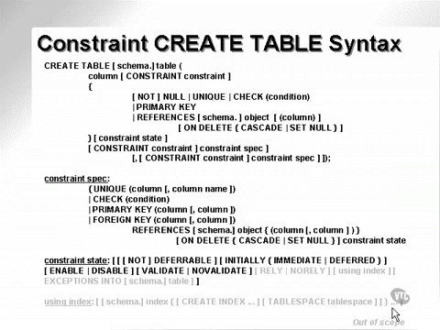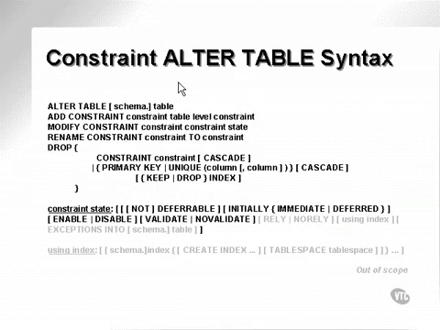Again, some items are out of scope. Generally, these are items that are more database administration oriented rather than SQL. The constraint alter table syntax in a little more detail. You can add a constraint at the table level. You can modify a constraint state. You can rename a constraint, and you can drop constraints. You can drop a primary key or a unique key, and you can cascade down to foreign keys. Again, here are the constraint states and the grayed out areas are out of scope, database administration.